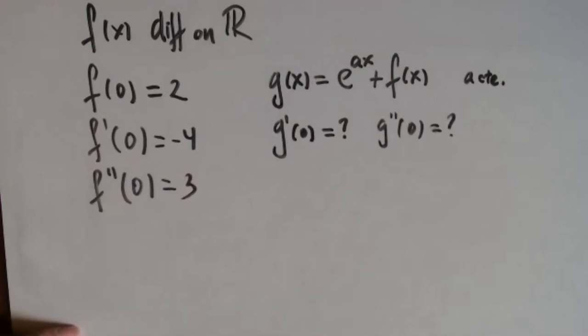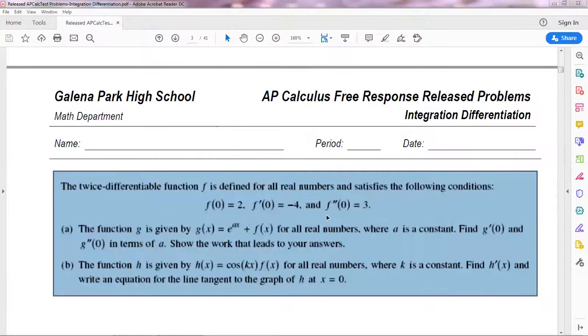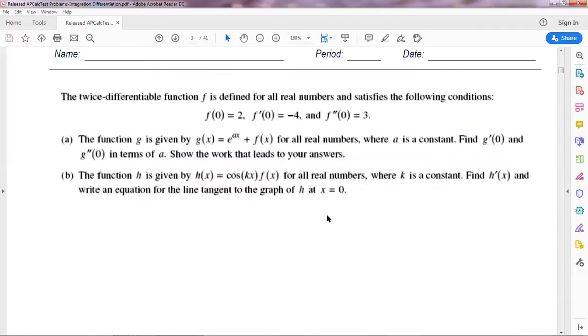So let me just go back here. Okay, I didn't share. Here it is. I'm just writing everything. So this is the problem. This is the twice differentiable function f, defined for all real numbers and satisfying the following conditions: f of 0 equals 2, f prime of 0 equals -4, f double prime of 0 equals 3. And then they define a function g of x in these terms, and they want g prime of 0 and g double prime of 0. So, okay, this is not a hard problem.